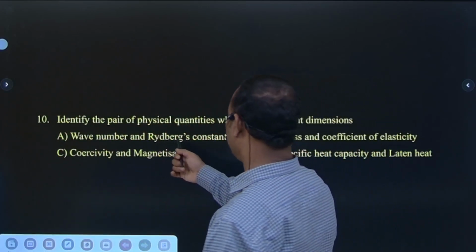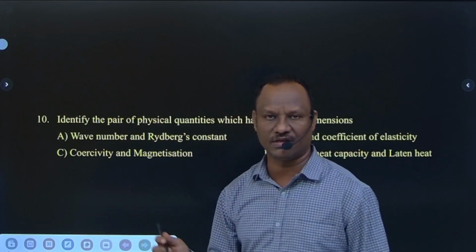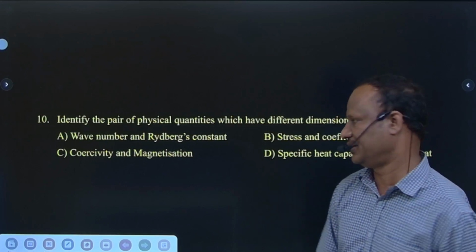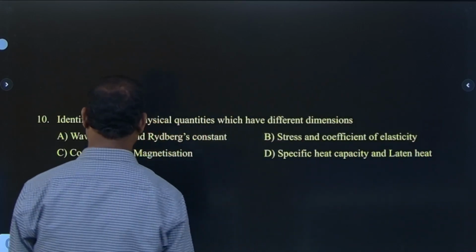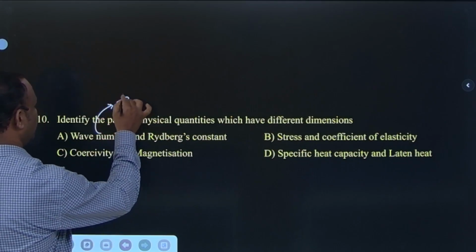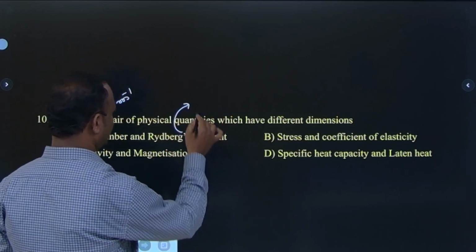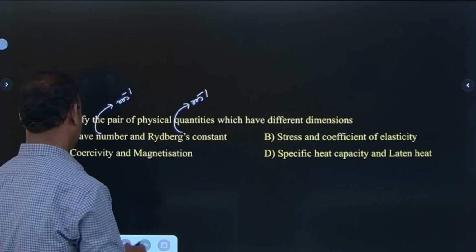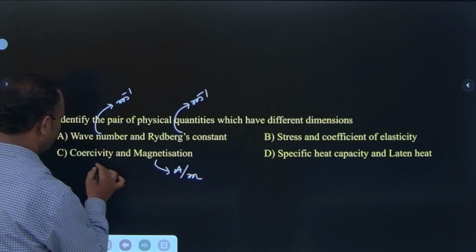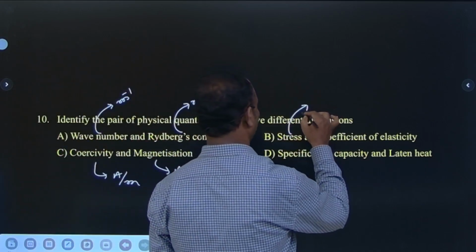Question number 10. Identify the pair of physical quantities which have different dimensions. Whenever physical quantities are given, you can go for the trial and error method, since we need to find the wrong option. That's the easy way. First, wave number has the unit meter inverse. Rydberg's number is also meter inverse. Coercivity and magnetization are both ampere per meter. Stress is force per area.